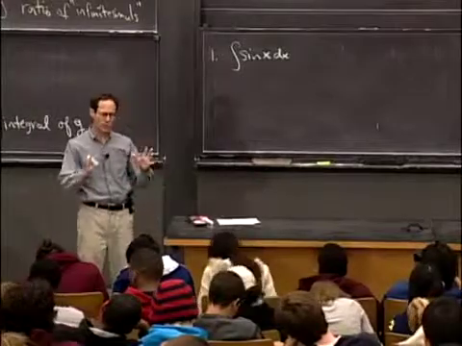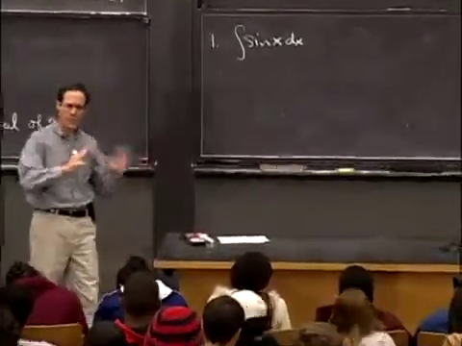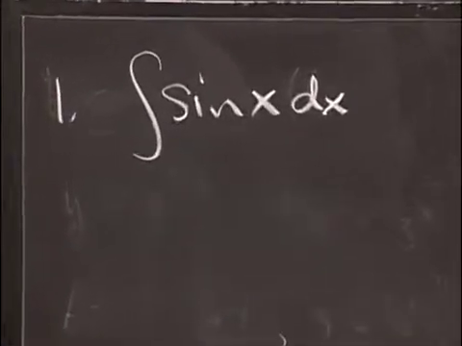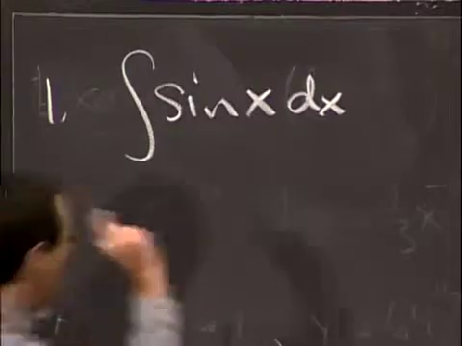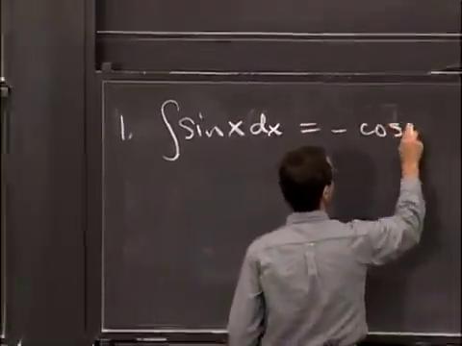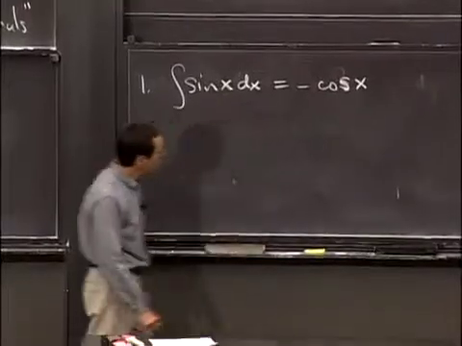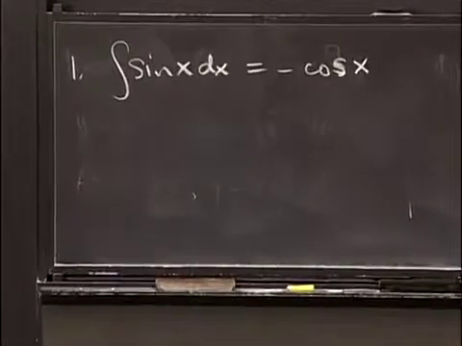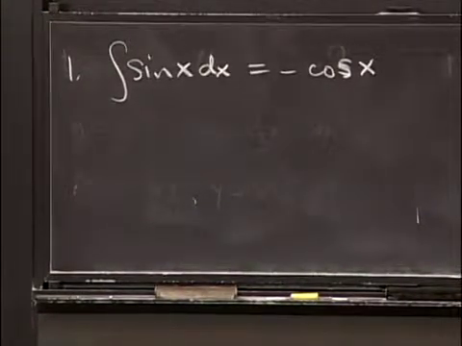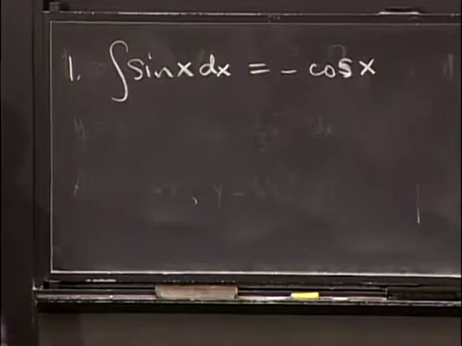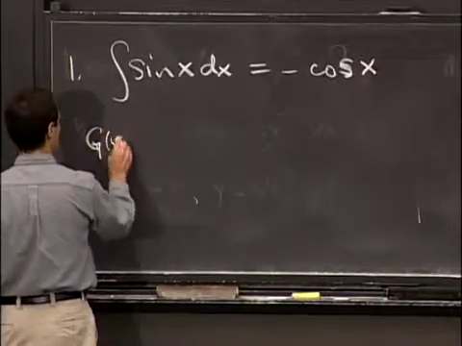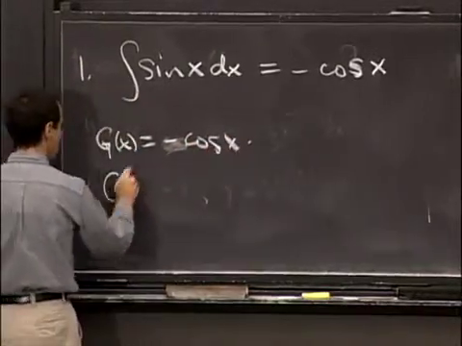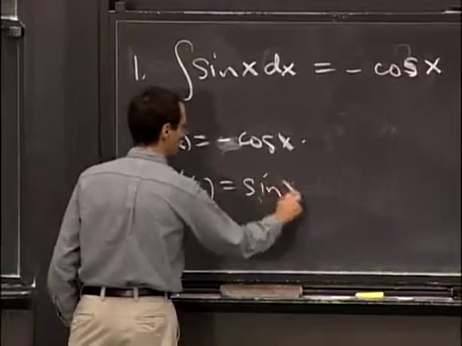That's a function whose derivative is sine x. So what function would that be? Cosine x minus, right. It's negative cosine x. All right? So negative cosine x differentiated gives you sine x. So that is an antiderivative of sine, and it satisfies this property. So this function, capital G of x, equals negative cosine x, has the property that its derivative is sine x.